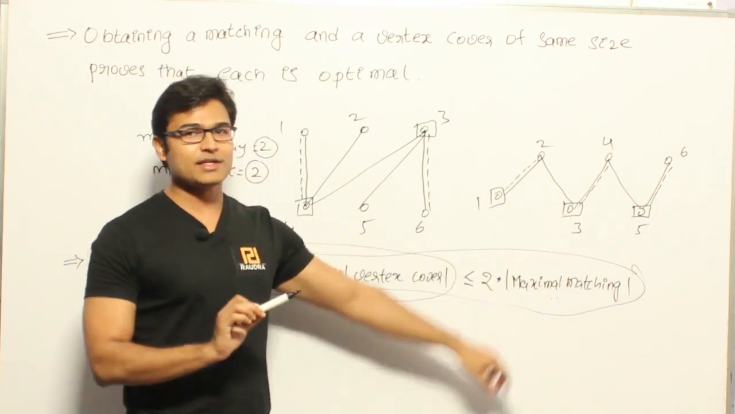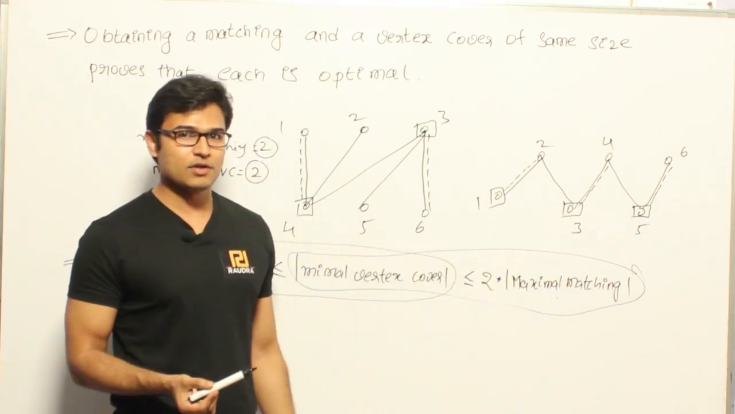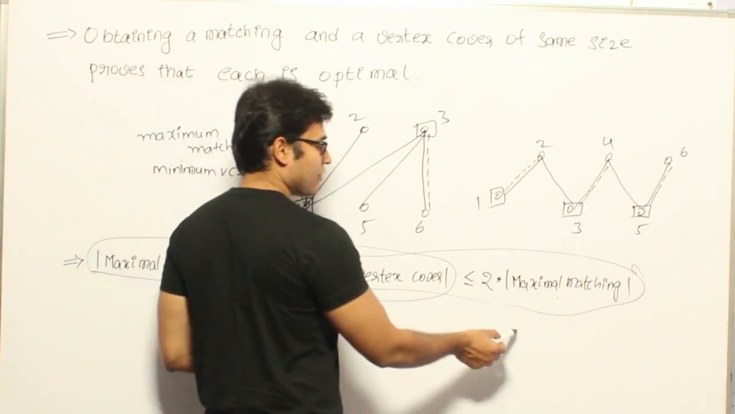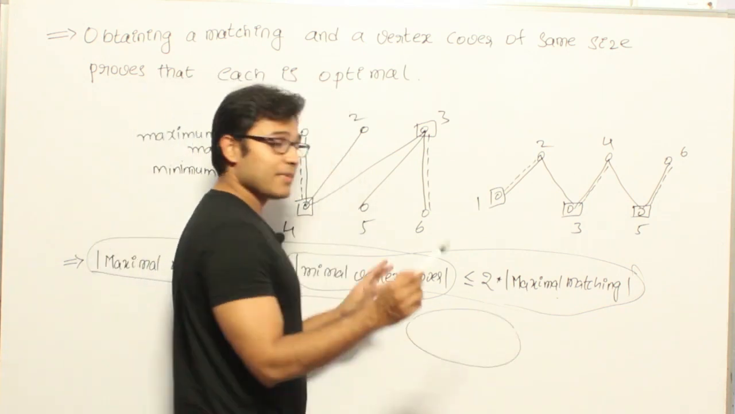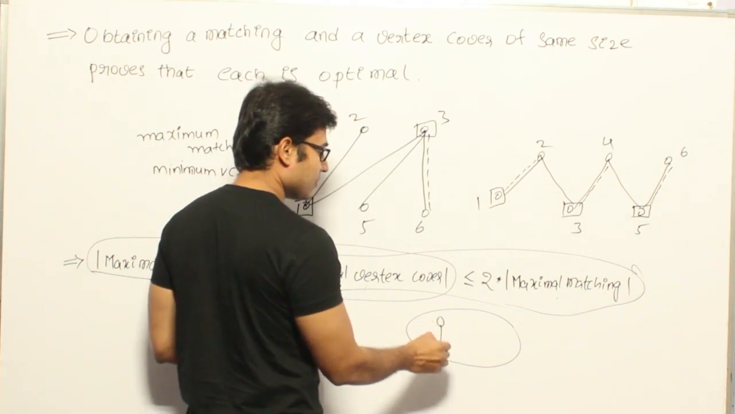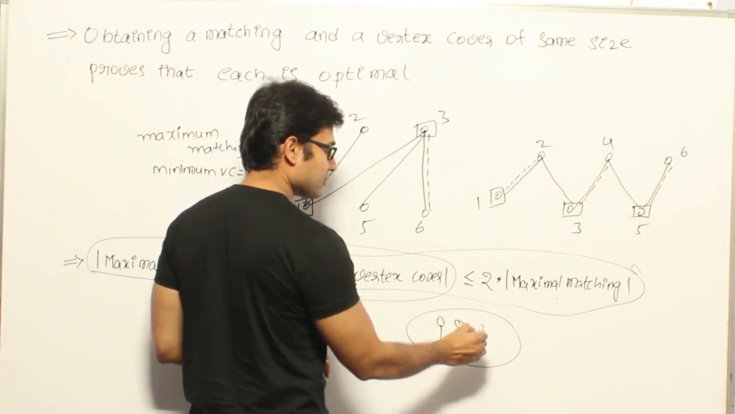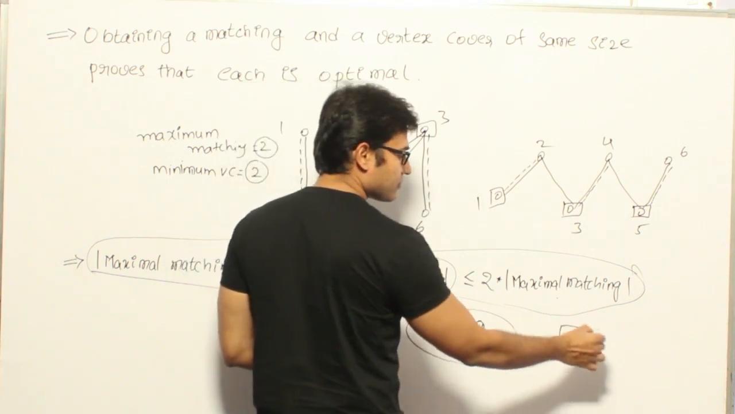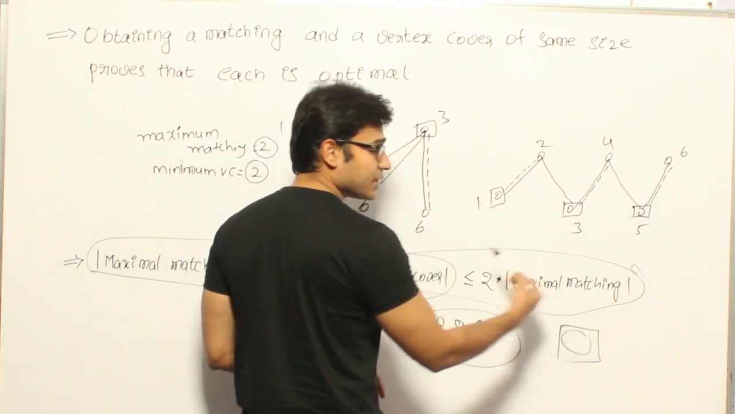See, if you don't understand it, leave it. It is not required. I am just giving it to you for the sake of understanding, right? So what I mean to say is, let us say you have a matching, which is a maximal matching, which means there will be some edges in this. Okay, now how did I get these edges? From some graph. Okay, let's say some graph is there.